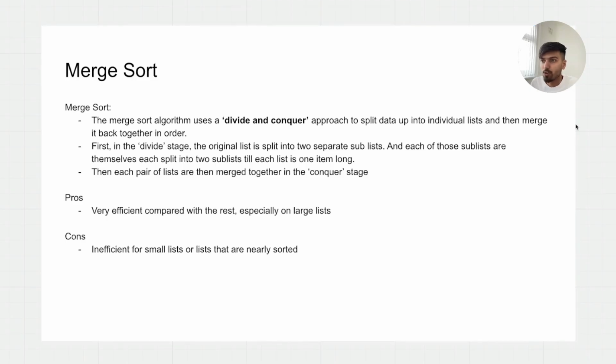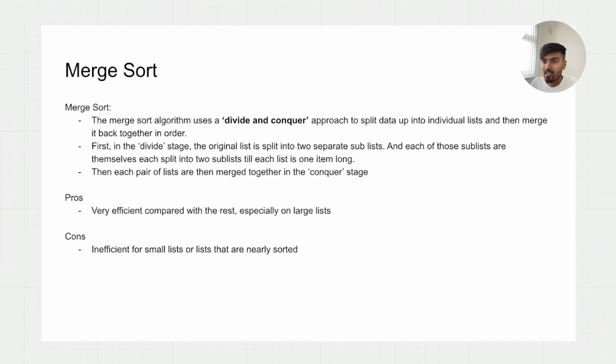Now, let's move on to merge sort, which uses a divide and conquer approach to split data into individual lists, then merge it back together in order. So the divide stage basically splits it into two sublists and then into two until each of those sublists is one item long. That's key. Once all of them are in one item long list, then we just put them back together in its correct position. So let's do a quick example.